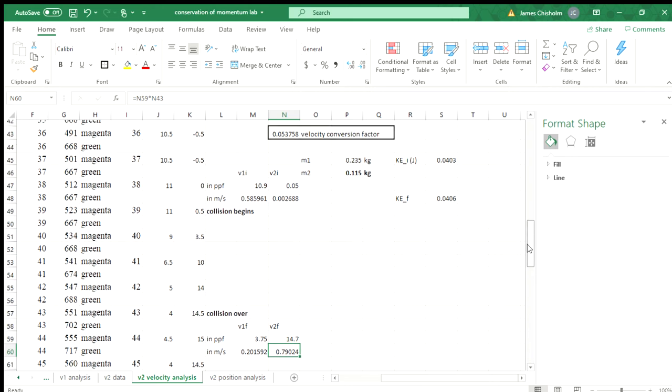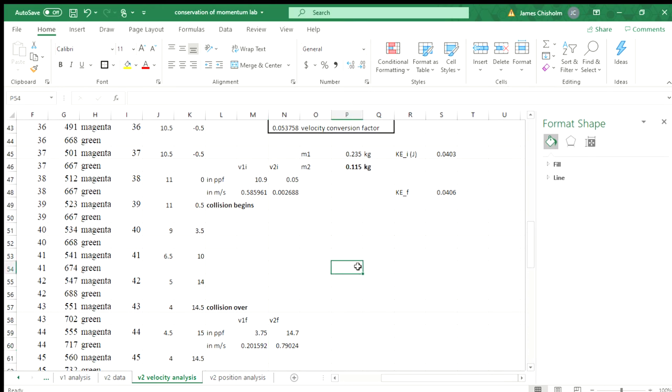Now, when we do this data analysis, we have a v initial and a v final for 1 and 2, and we can use conservation of momentum along with the known value of the mass m1 to then find the value of the mass m2.